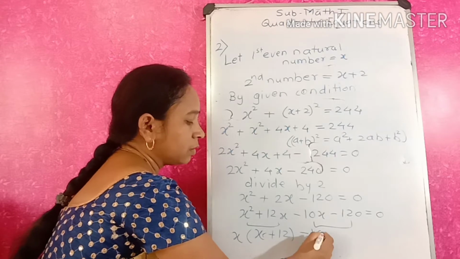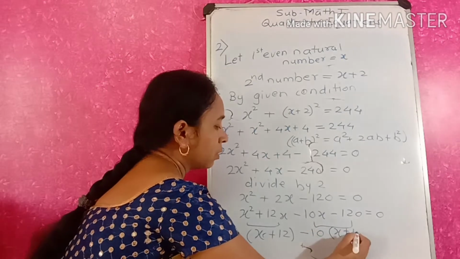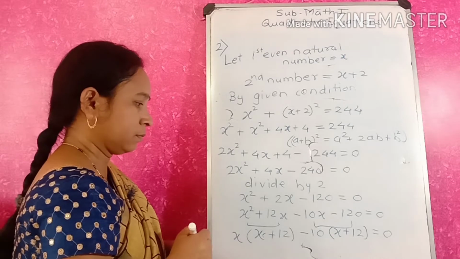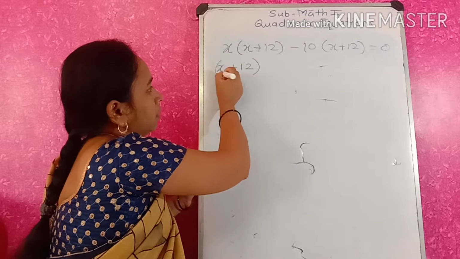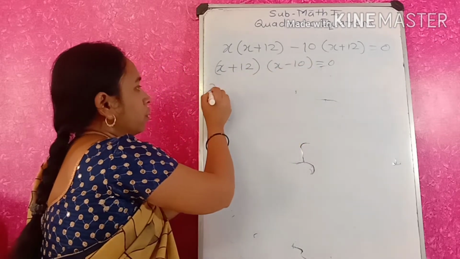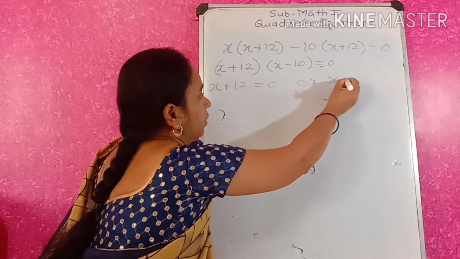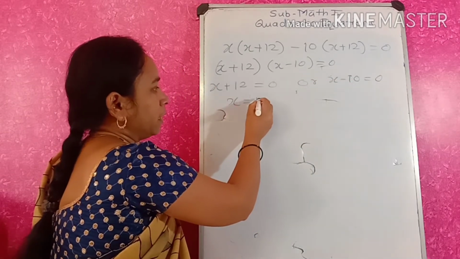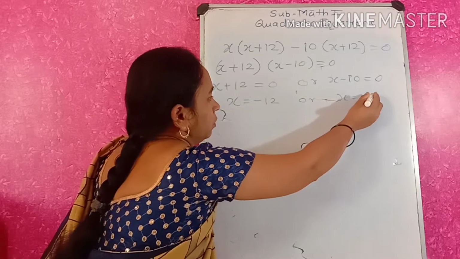Here minus 10 is the common factor. So in the bracket x plus 12 will be left. Here we will get x plus 12 in one bracket, x minus 10 in another bracket, is equal to 0. So x plus 12 is equal to 0, or x minus 10 is equal to 0. So x value you will get minus 12, or x value is equal to 10.